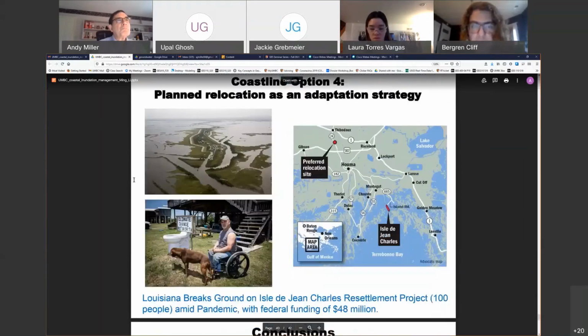So this brings me to the adaptation strategy. Instead of trying to defend the coastline at very large costs, maybe we should think about moving some communities away from those rural areas and compensating them for their costs. It's already happening in Louisiana. Last slide, please.